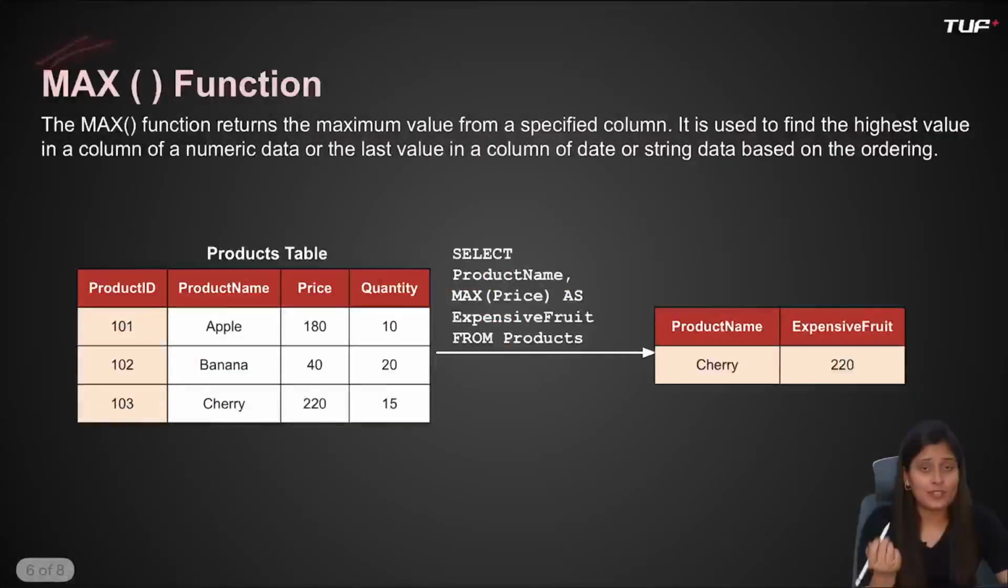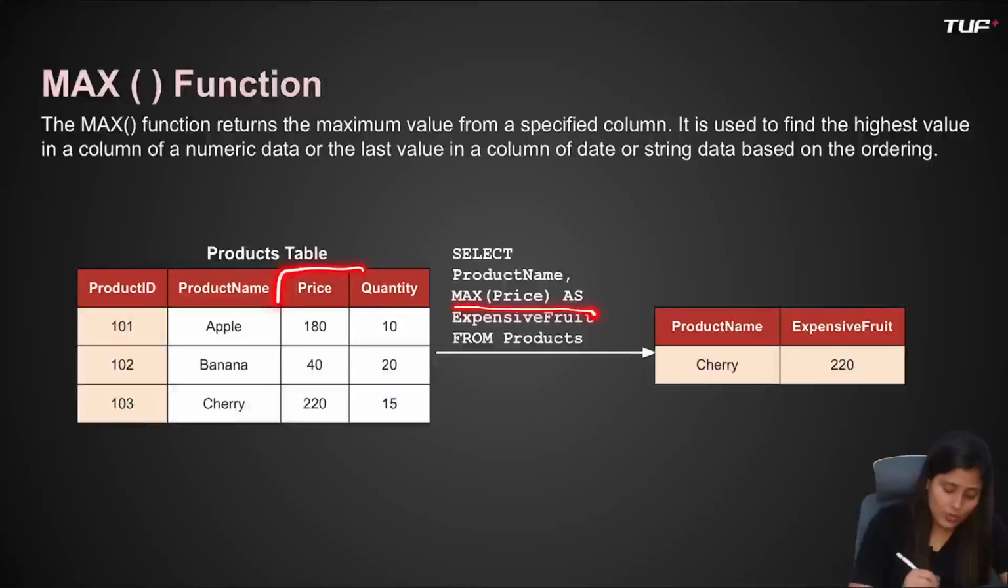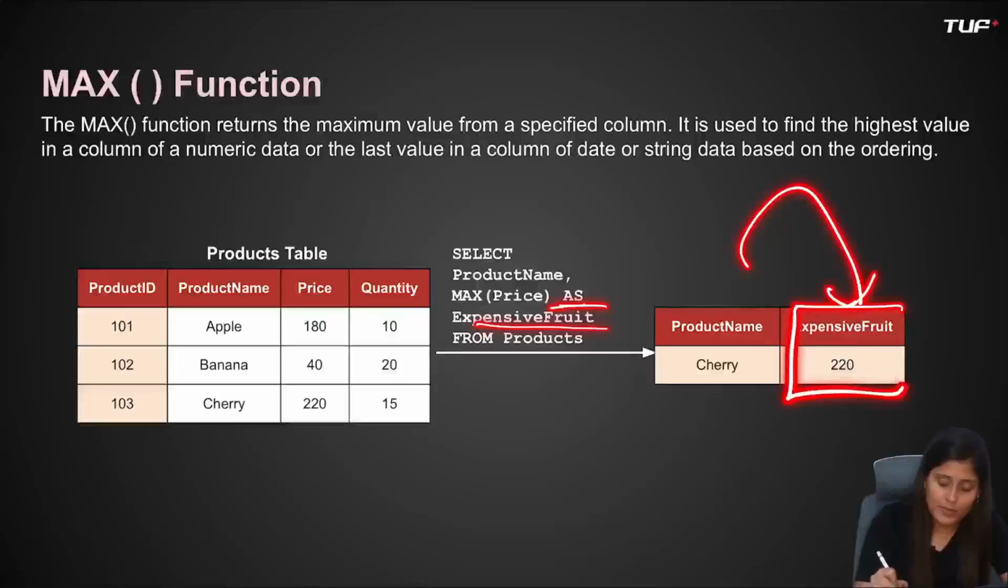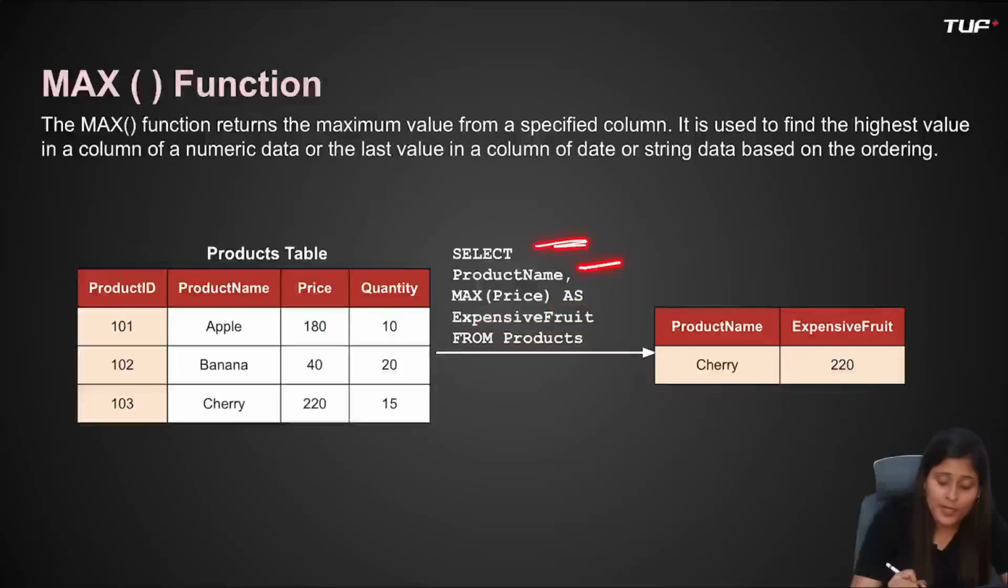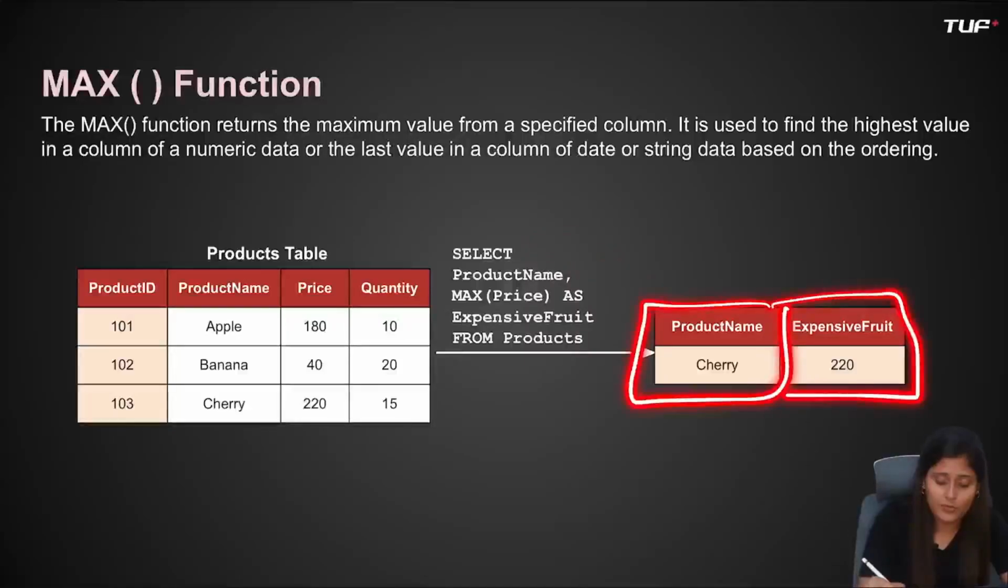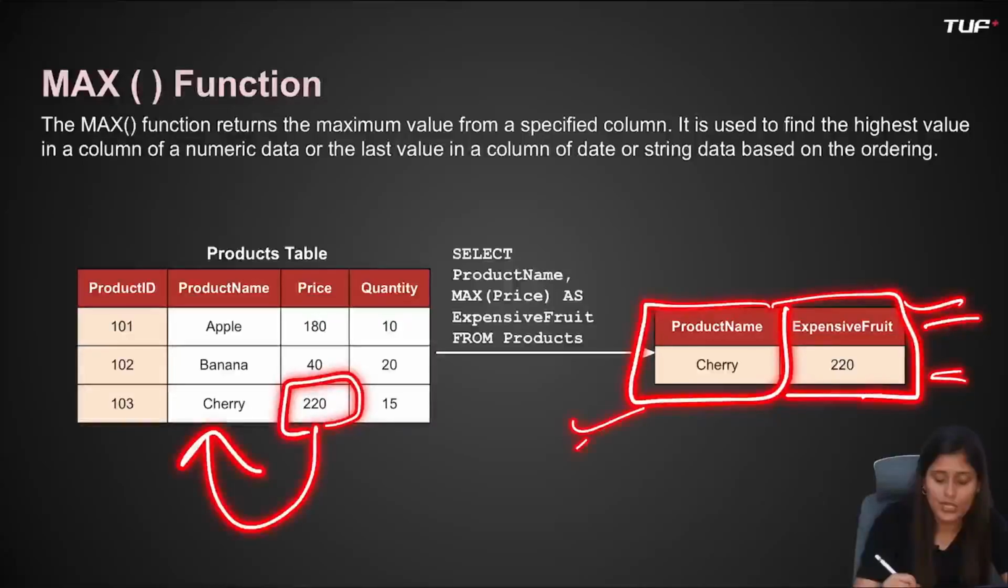Next is max. Max basically returns the maximum value from a particular column. So if you are applying the maximum of price here, the maximum of price will be 220, and you are giving the column name as expensive fruit. But here you are selecting product name also along with expensive fruit. So product name will be here and expensive fruit 220, and for 220 the product name is cherry. So cherry will be saved here.